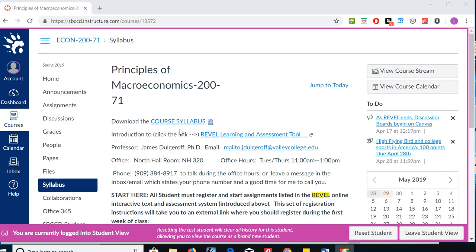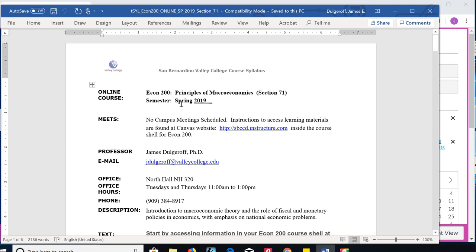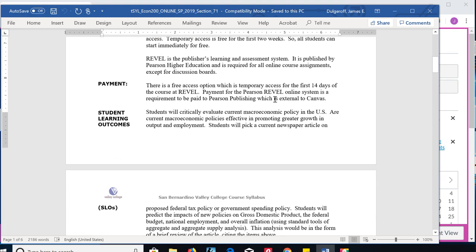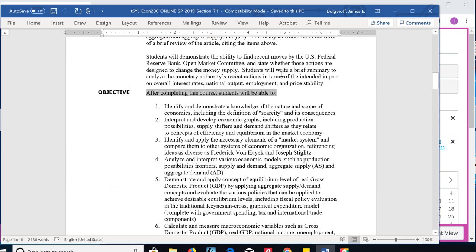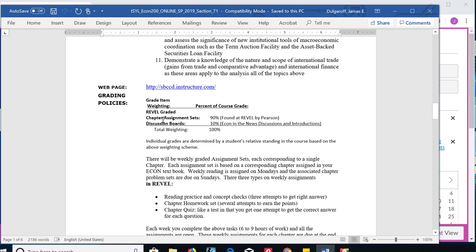Now, you guys are finished with all of the assignments in Revel, which is great because, as it says here on the course syllabus, Econ 200, if we scroll down, you see that Revel is most of your grade. The chapter assignments in Revel are 90% of your grade. So if you take 0.9 times your cumulative percentage in Revel, that can give you some idea. If you have 100% times 0.9, you've got 90%, and so you have an A.